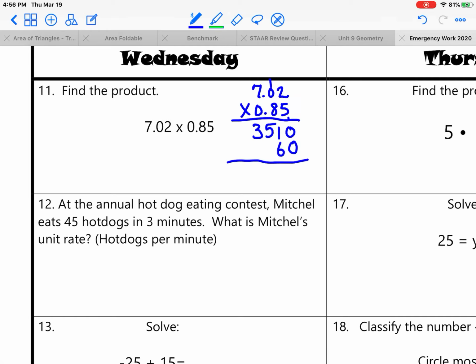8 times 2 is 16. Carry the 1. 8 times 0 is 0. 0 plus 1 is 1. 8 times 7 is 56. Now we make sure everything's lined up and we add it.